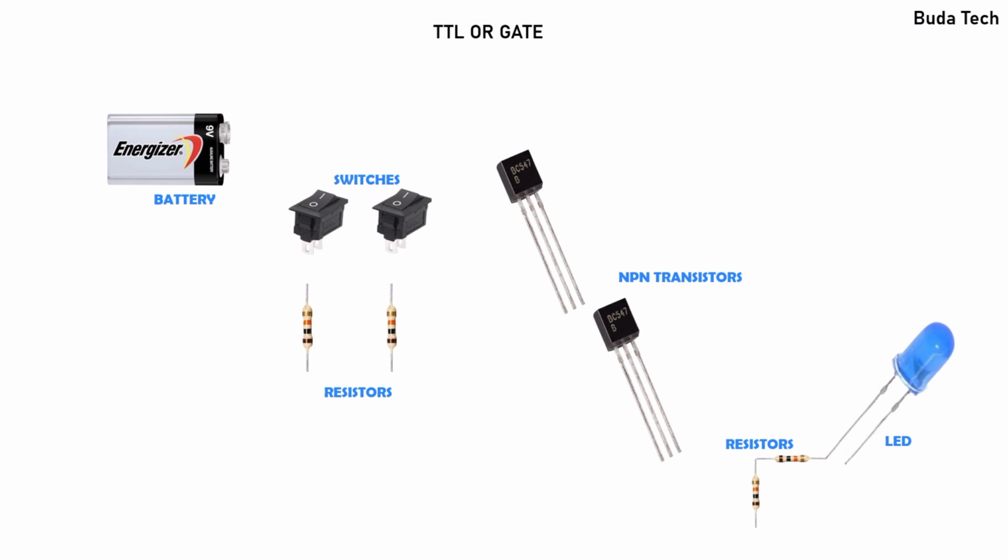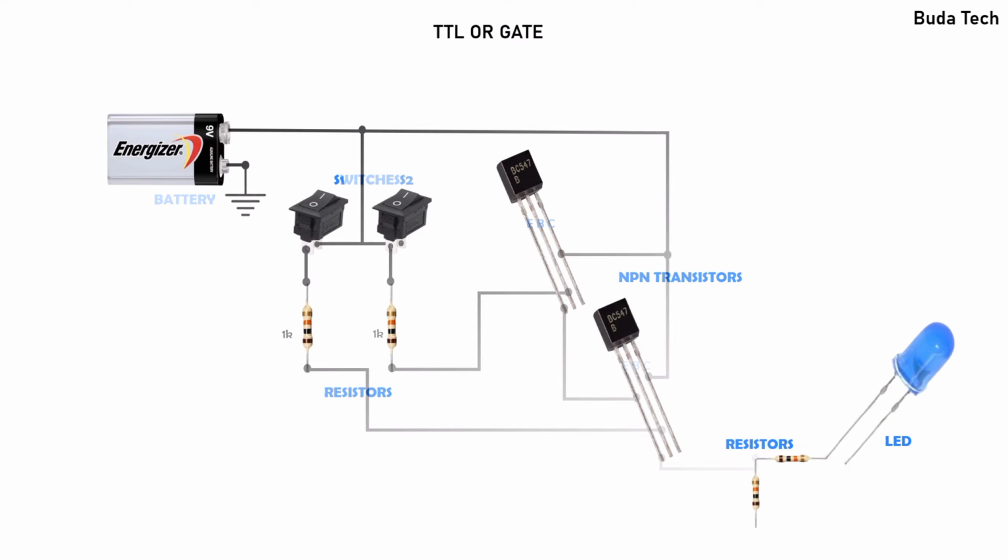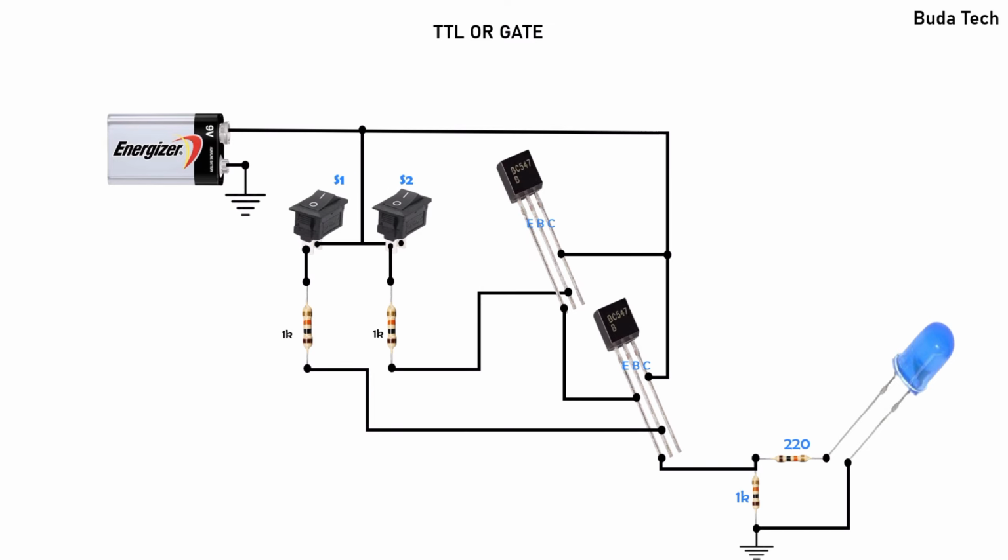Yes, now we have transistors to demonstrate the OR gate. You have two transistors, two switches, four resistors, a battery, and an LED. The LED will help indicate the output. If it is on, the output is 1. And the drawing looks like this.